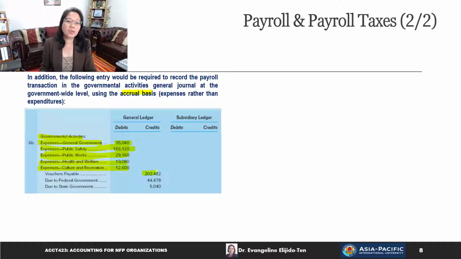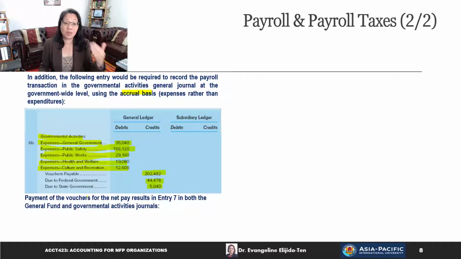Vouchers payable, 202,482. Due to federal government, 44,478, and due to state government, 5,040, that we owe to the federal and state government.